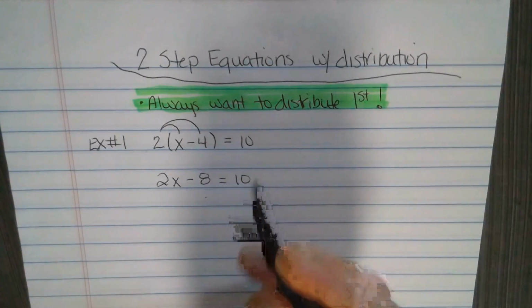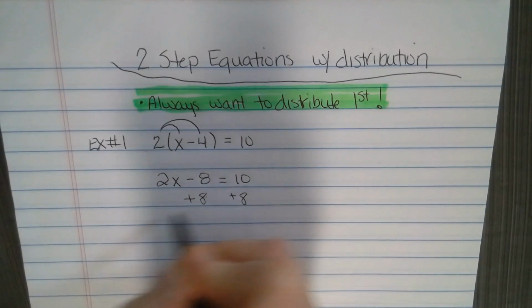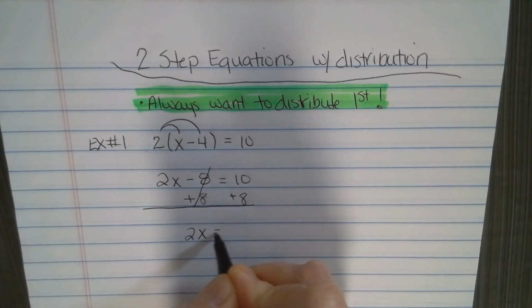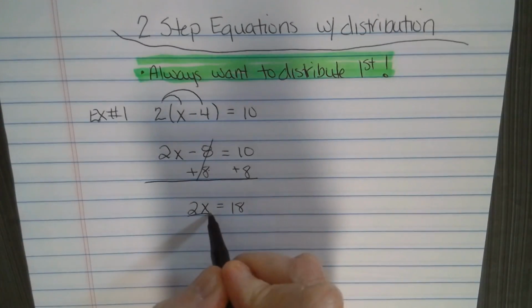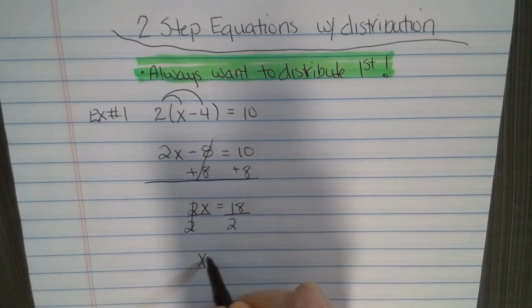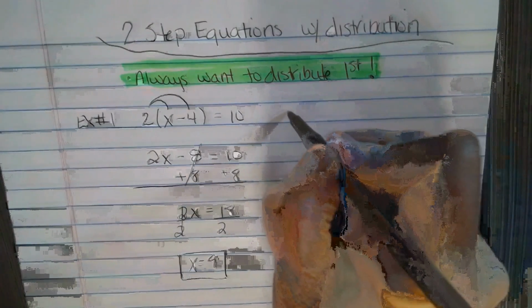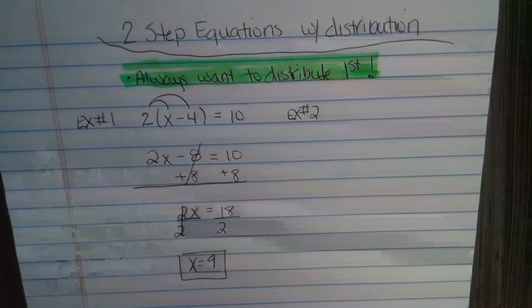Now it's a regular two-step equation. We're going to add 8 on both sides. Bring down the 2x, bring down the equals, and bring down the 18. We're going to divide both sides by 2. And we get 9. All right.